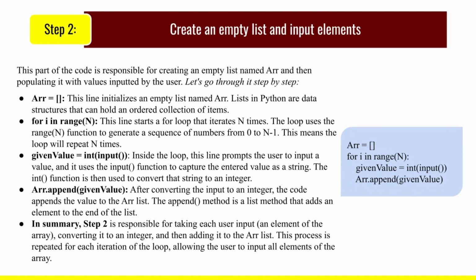In step 2, we create an empty list named ARR and input the elements. The loop iterates n times, prompting the user to enter values for each element of the array. These values are then converted to integers and appended to the ARR list. This sets up the array with user-inputted elements for further processing.